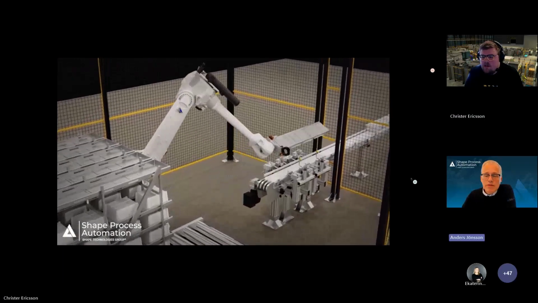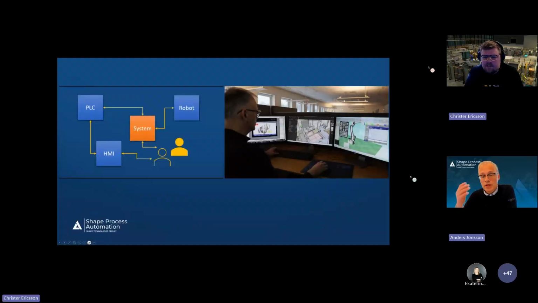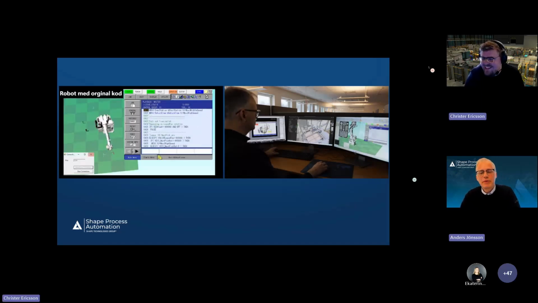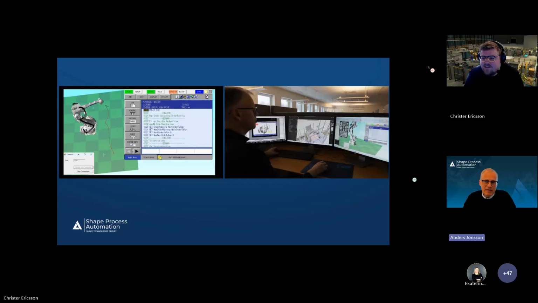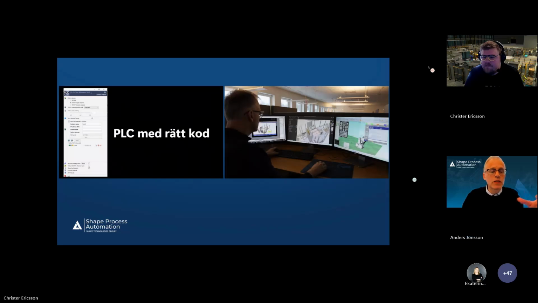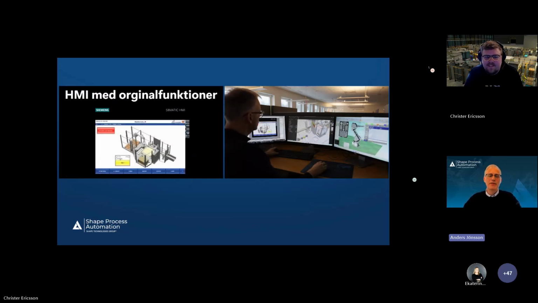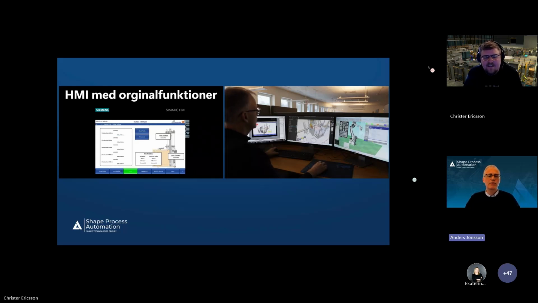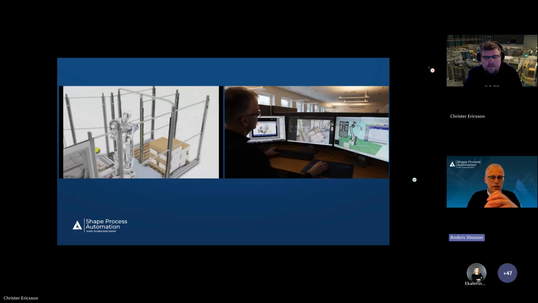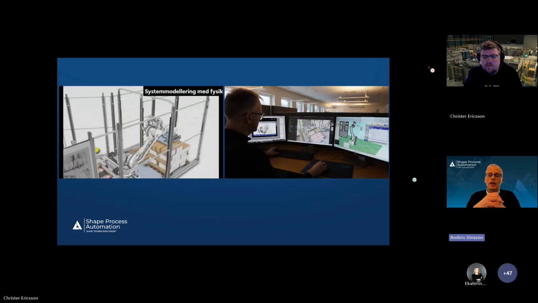I think we just skip the rest of this one and move to the latest one, where we are exploring connectivity. That's where we connect the simulation with the right PLC code, it's in Swedish, with the right HMI and the original functions. So we're running the PLC and the HMI using PLCSIM Advanced and the HMI simulator, I don't remember the name, connected to Visual Components. And in Visual Components, in this case, we also included physics.